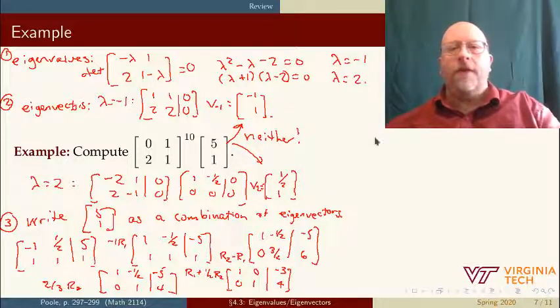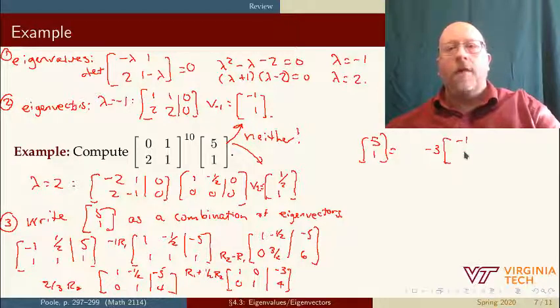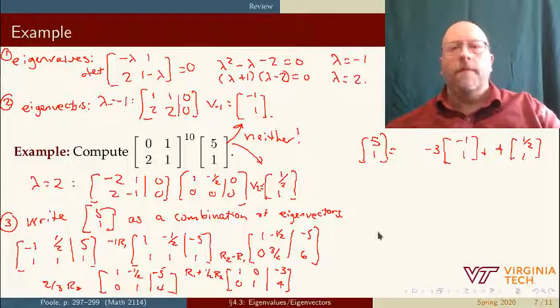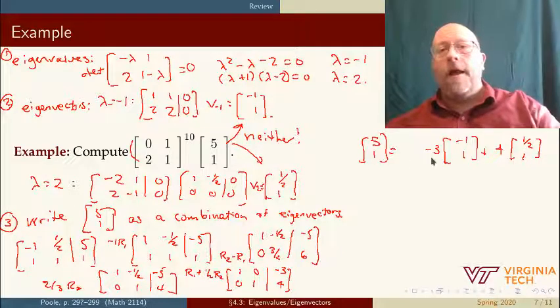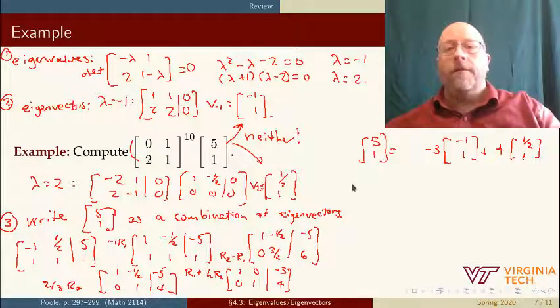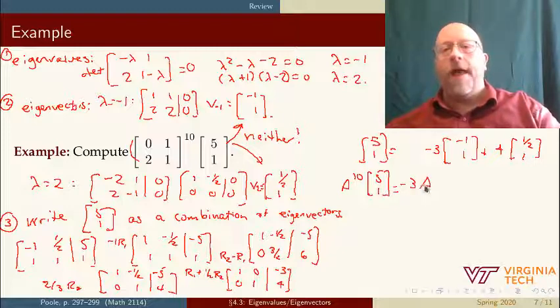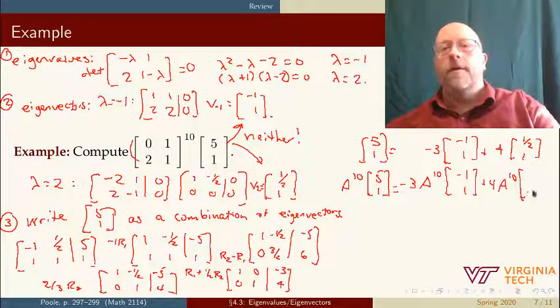And so we get this linear combination that 5, 1 is equal to -3 times -1, 1 plus 4 times 1/2, 1. Take a moment to double check that that combination works. And what I'm going to do is take this matrix to the 10th power and multiply it through by both of these terms. A to the 10th power times 5, 1 is equal to -3 A to the 10th power times -1, 1 plus 4 times A to the 10th power times 1/2, 1.